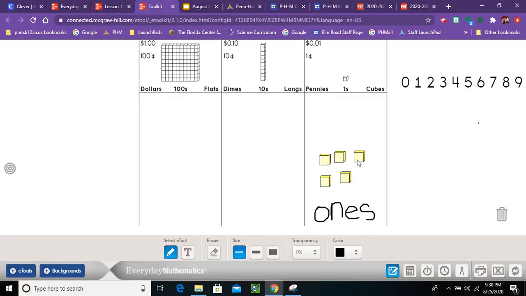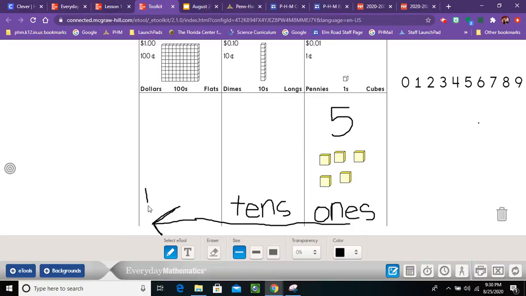Let's count. 1, 2, 3, 4, 5. I'm going to write the number 5 in the ones place. When we think about place value, we always travel to the left. We start from the right and we always travel left. So we start with the ones place, then we move along to the tens place, and then the last place that we are looking at today is the hundreds place.